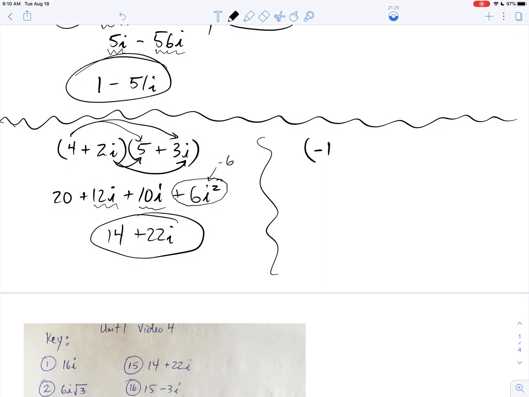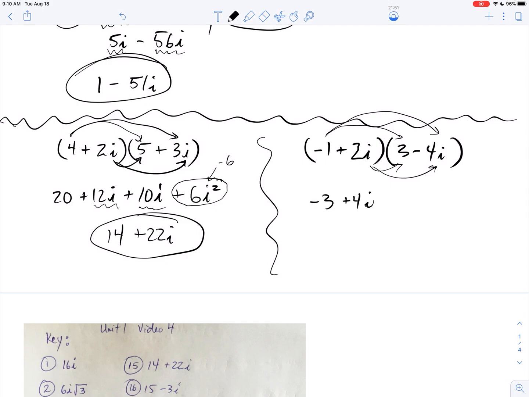What if they gave me negative 1 plus 2i and 3 minus 4i, something like that. Ooh, 4 eyes. That's what they call me in school because I wear glasses. Anyway, here we go. I'm going to do first, outer, inner, last. That's what I'm going to do. So I'm going to say negative 1 times 3, that's negative 3. Negative 1 times negative 4i. No sign errors for me, please.